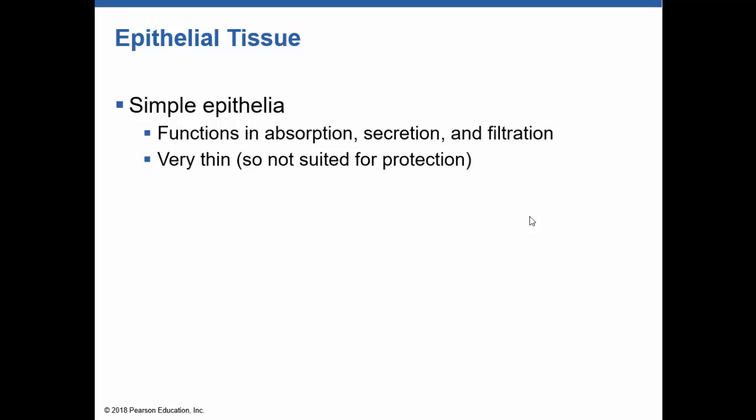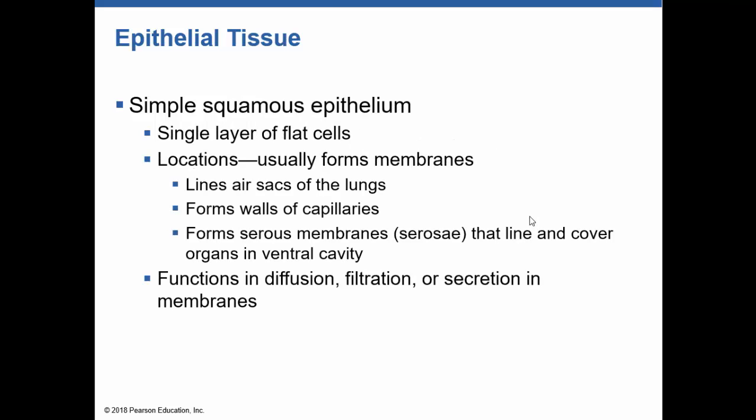So you have the simple epithelia. We're just basically adding examples. Simple epithelia function in absorption, secretion, filtration. They're very thin. They don't really protect you. If it's simple squamous epithelia, you're going to find these in parts of your air sacs of your lungs, the formation of the walls of the capillaries, and you have different serous membranes that line and cover your organs in the ventral cavity, and you've talked about that in the lab as well. So just diffusion, filtration, secretion.